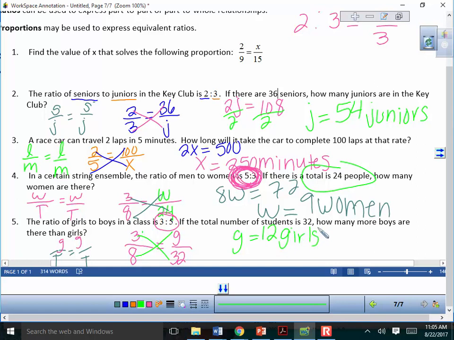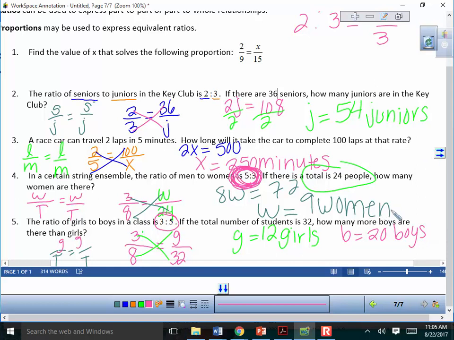Because it doesn't say how many girls are there. It says how many more boys are there than girls. So we need to find out how many boys there are. And how do we do that? 32 minus 12. Yes. Andrew, how do we find out how many boys there are? Go ahead, Andrew. Take your time. 32 minus 12, and that gives us what, Andrew? I think it's 20. So is our answer 20 boys? 20 boys. No, it's 8 more guys than girls.